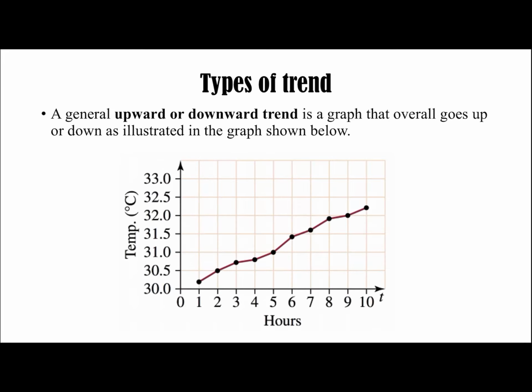Now we are going to look at different types of trends. General upward or downward trend. This graph shows an upward trend in temperature as the day proceeds.